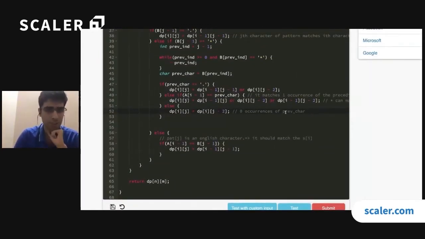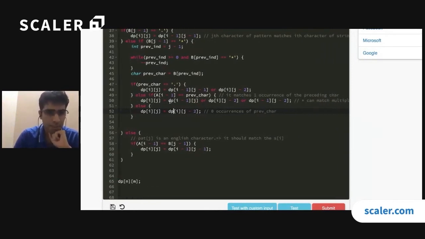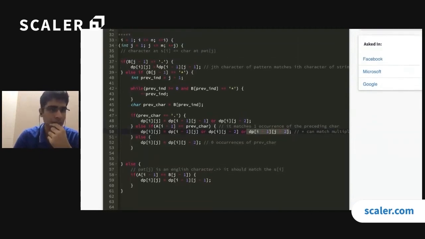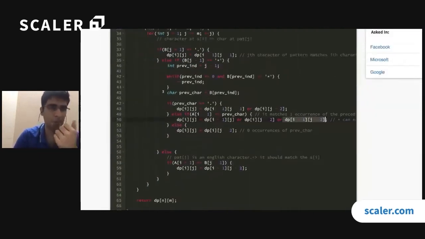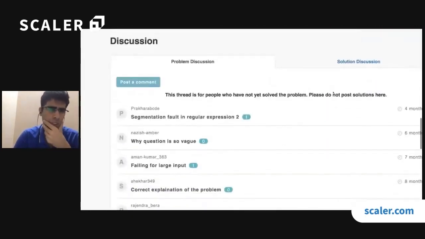This can only match 0 occurrences of the previous character. This means this will match dp[i-1][j], which will match more than one. I mean, first or second, greater than or equal to 2 occurrences of the previous character. This will match 0 occurrences of the previous character, and this will match the first occurrence of the previous character, only one occurrence of the previous character. Now this makes sense, but if there are multiple stars, then it might fail. But first we have to see if there can be multiple stars, right? Rest all should be fine.